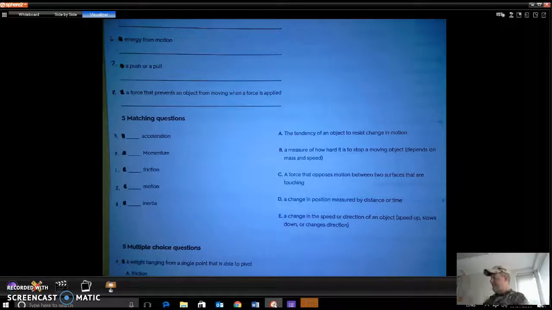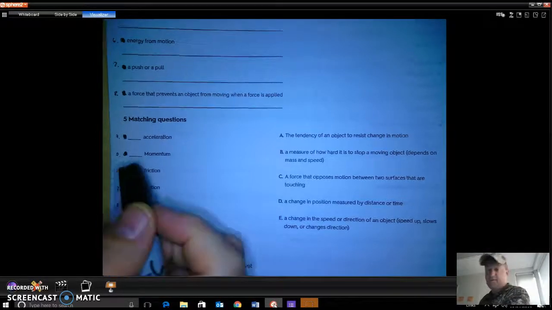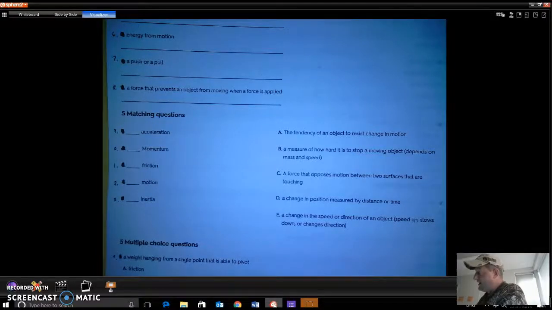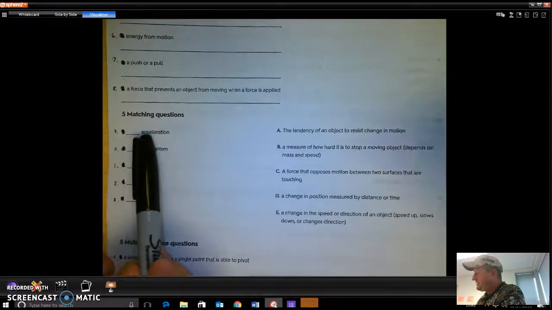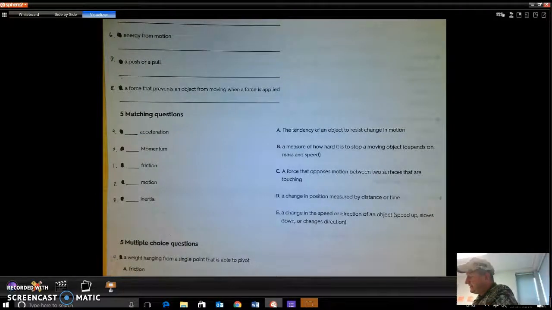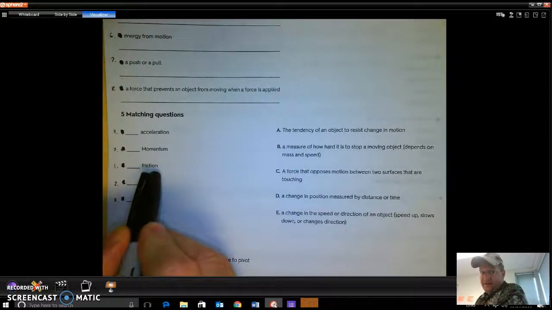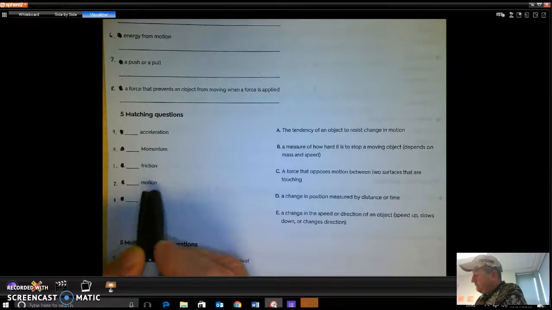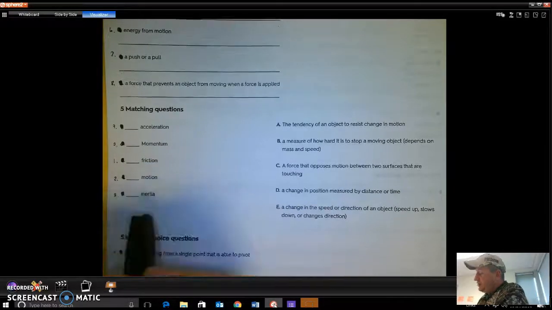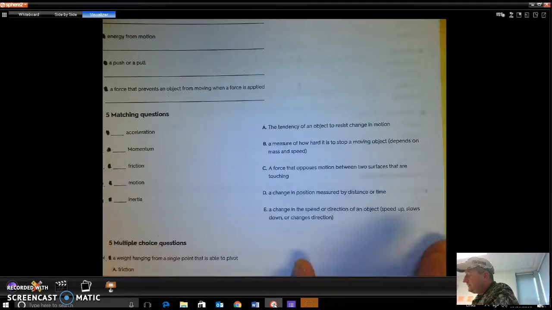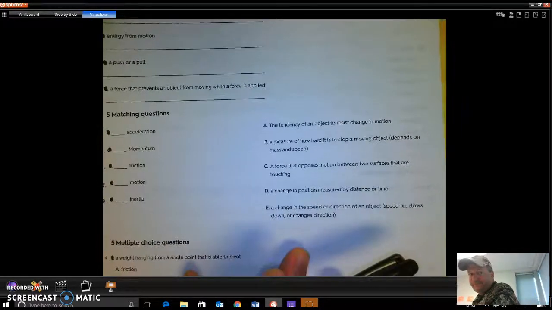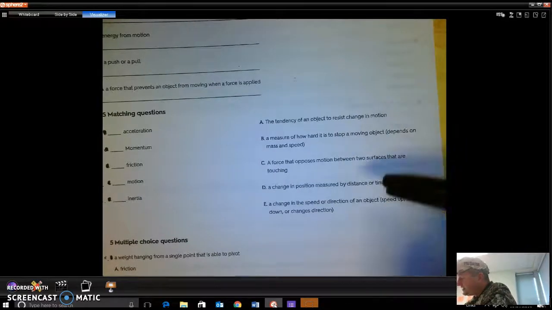Hello, come on in. I'm right now reading aloud this test and I'm taping it, so I'm going to keep moving forward. We have acceleration, momentum, friction, motion, inertia. Now, think of the words. Okay, now we're going to look at the definitions here.